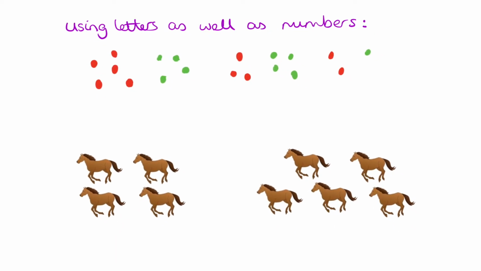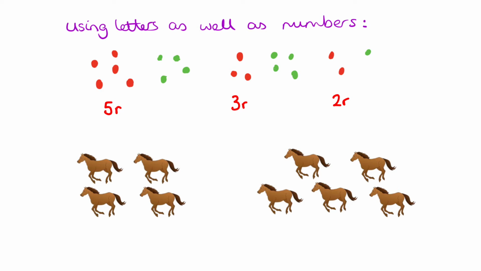Now, you might be wondering why I've got a picture of spots and horses, but I'm just going to show you how we can use letters in maths to represent actual situations. Okay? So what we can do is call the green dots G and the red dots R, and we can write down how many we've got. So here we've got 5 red dots, so I'm just going to write 5R there. Here we've got 3 red dots, and here we've got 2 red dots. So we can see that we can represent actual situations by using letters.